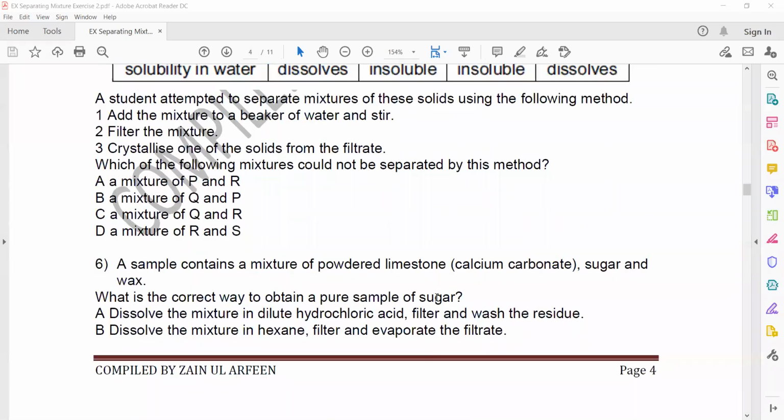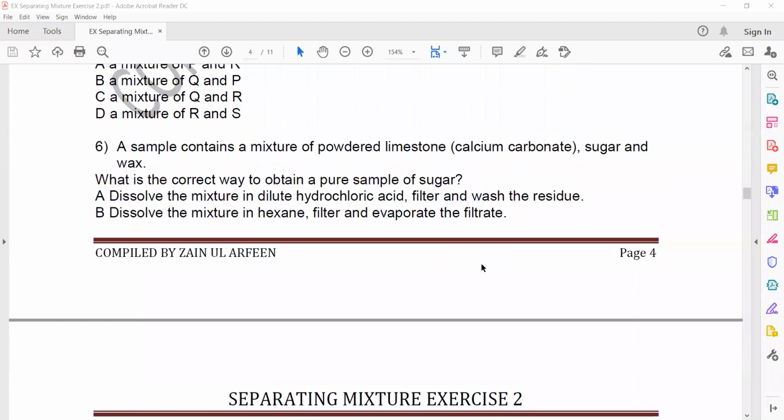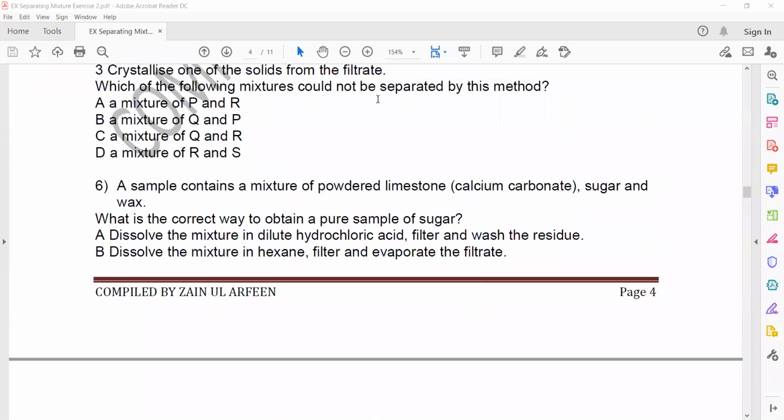Look, you have in question 6, you have 3 substances. You have calcium carbonate, you have sugar, and you have wax. Calcium carbonate is insoluble, sugar is soluble in water, and wax is insoluble.